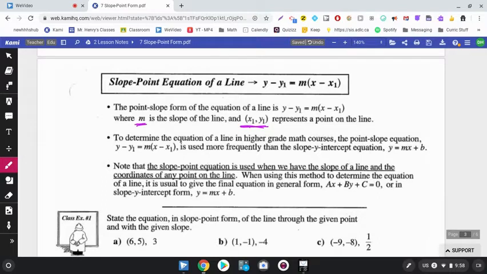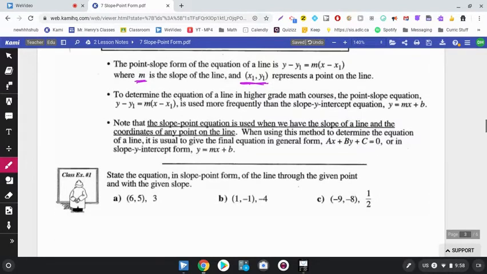Okay, a little bit more information, don't really care. It says, note, the slope point equation is used when we have the slope of a line and the coordinates of any point on the line. When using this method to determine the equation of the line, it is usual to give the final equation in general form or slope-intercept form. So it's not, especially compared to general form, the prettiest form, okay, but it's an equation of the line, and that's really all I need.